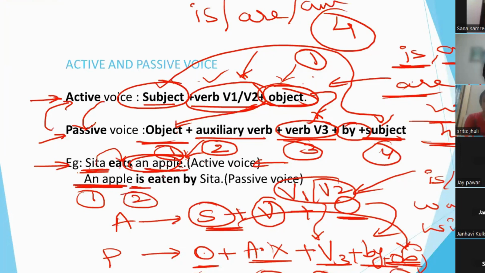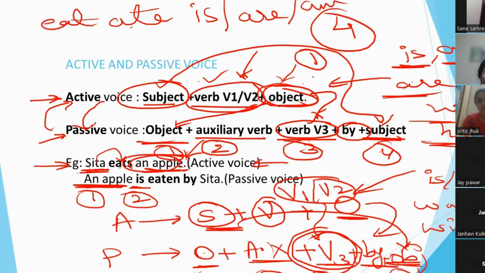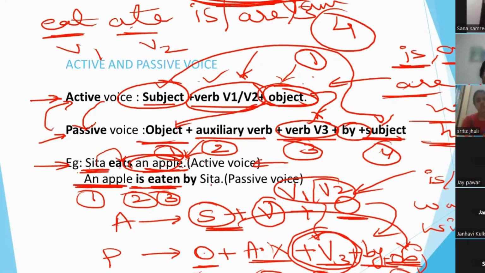Now, rule number 3 says, use the V3 form of the verb always in your passive voice. So what is the V3 form of eat? Ate, eat, and eaten. These are the 3 different forms of verbs, right? V1, V2, and this is our V3. So you have to use V3 in our passive voice. So use eaten here. And apple is eaten. So this is our rule number 3. Clear, everyone?